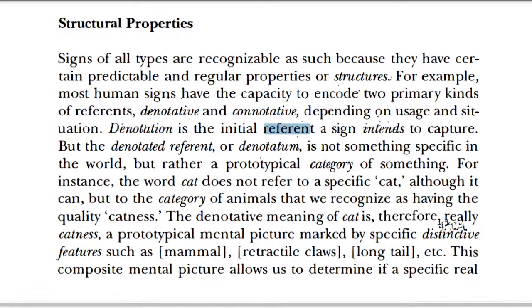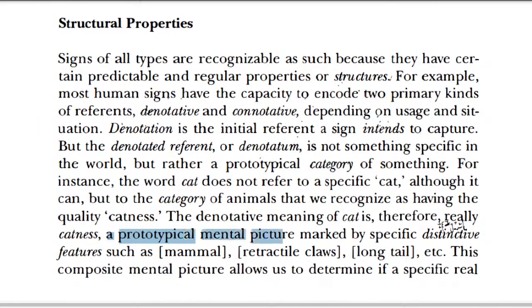So the sign denotes a referent, and that referent is not a specific physical thing in the world, but a prototypical category of something. For instance, here we go. The word cat does not refer to a specific cat, although it can, but to the category of animals that we recognize as having the quality catness. Hey, catness. The denotative meaning of cat is, therefore, really catness.